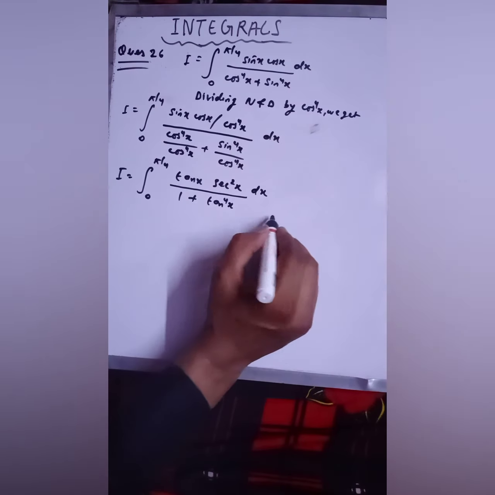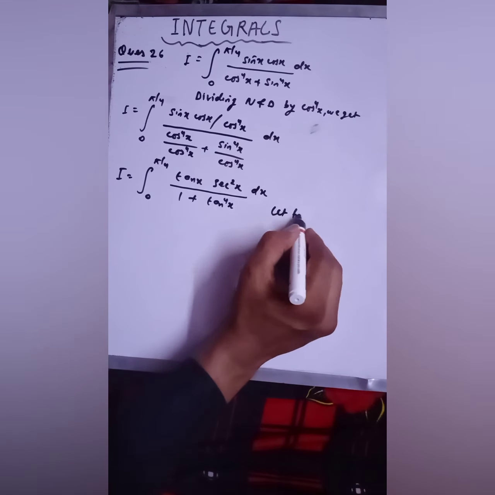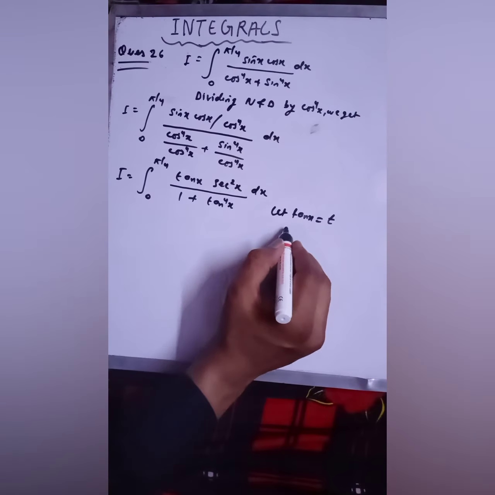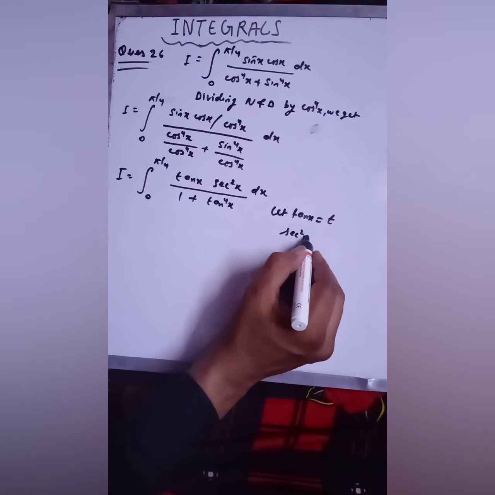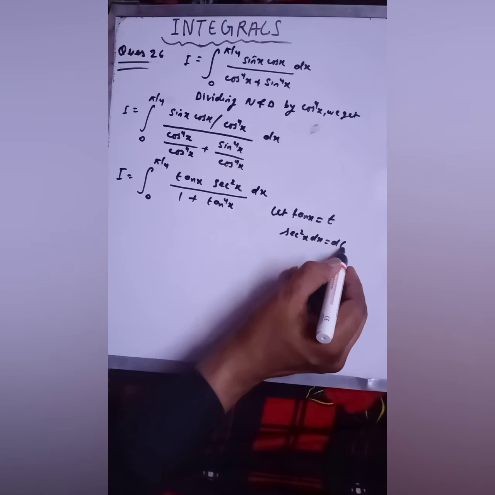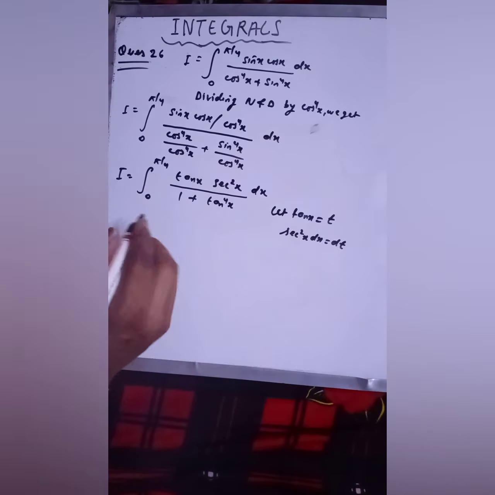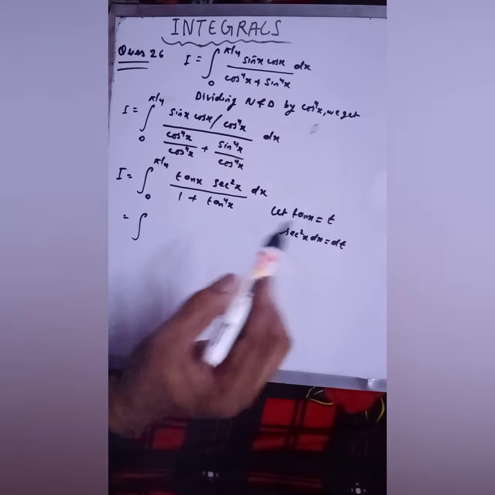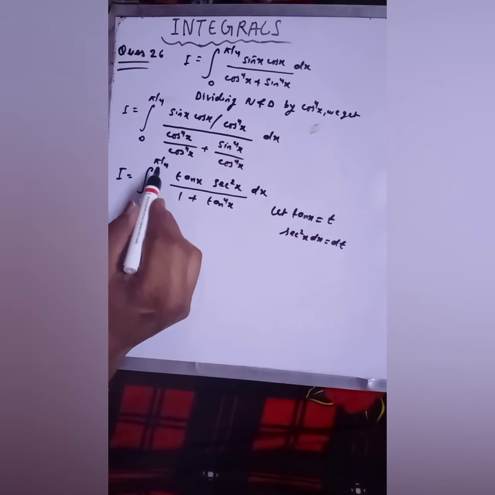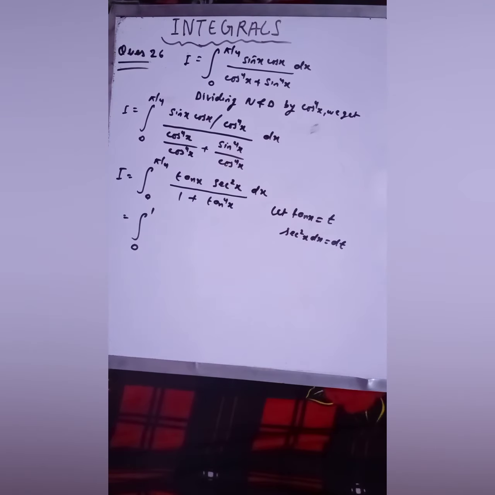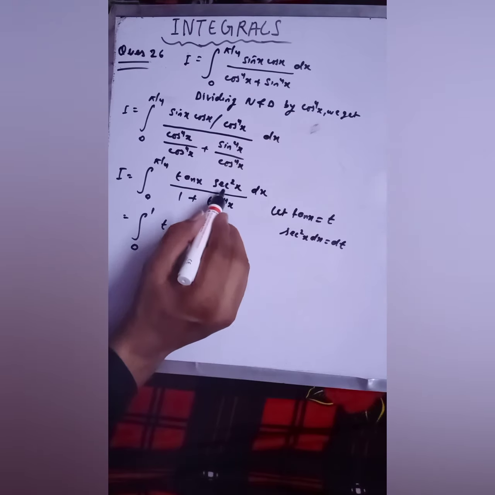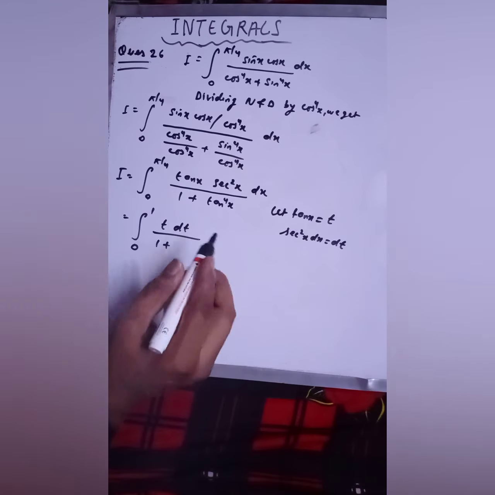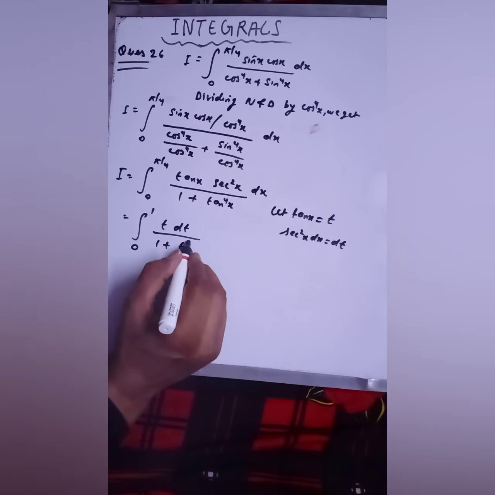Now let tan x equal t. Differentiating both sides, you will get sec square x dx equal to dt. So put it here, and again you have to change the limits also. When you put 0 here, your t would be 0. When you have pi by 4, this would be 1. So tan x is t, and sec square x dx would be dt, over 1 plus t raised to power 4.